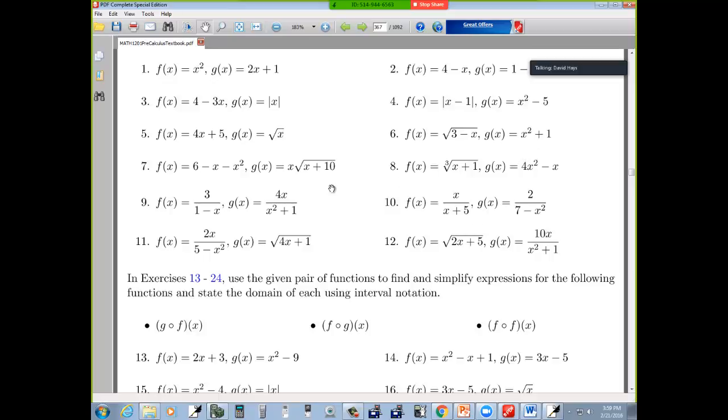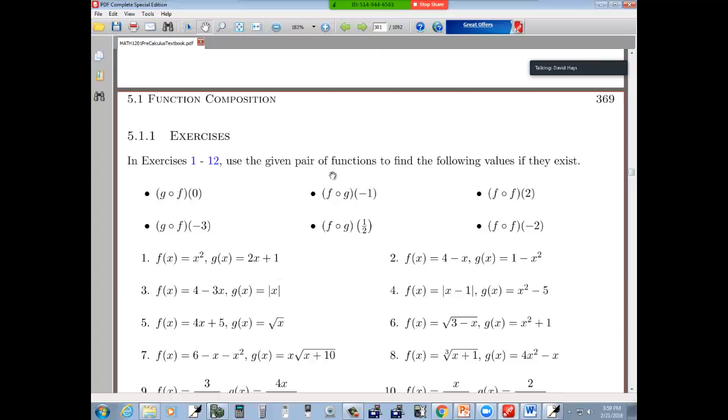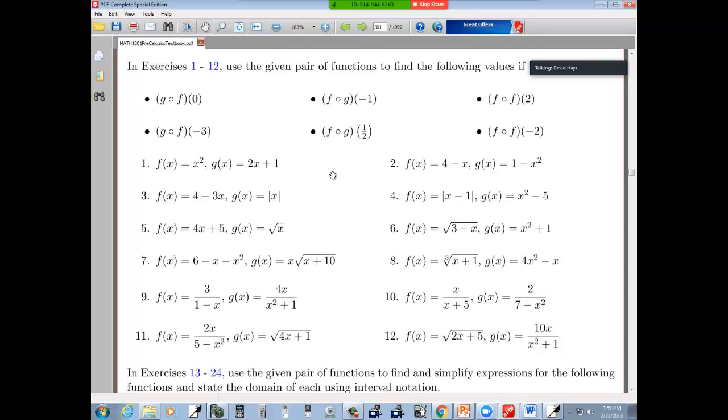Okay. Let's take a look at, let's see, your first one was number 7. Yes. And am I on the right page? Yeah.